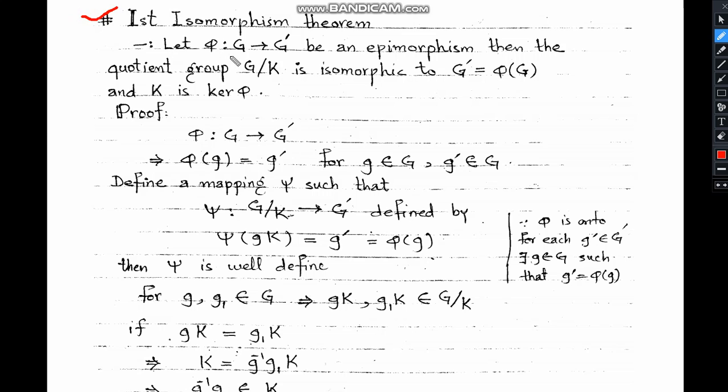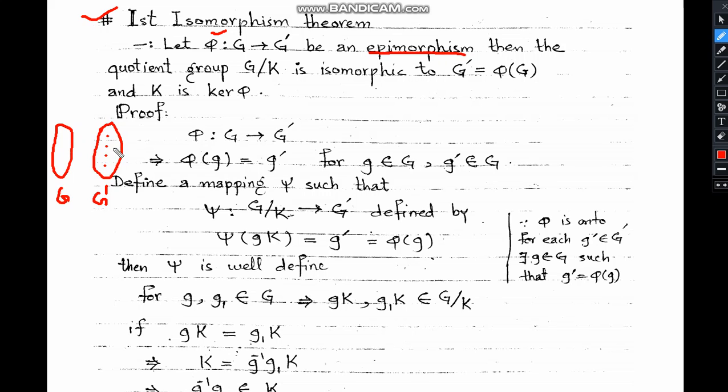First we will understand the statement of this theorem. The theorem states that if there is a group G and one more group G dash, and phi is an epimorphism. Epimorphism means phi is a homomorphism and it is onto also. Onto means there is no element in G dash which is not the mapping of any element from G.